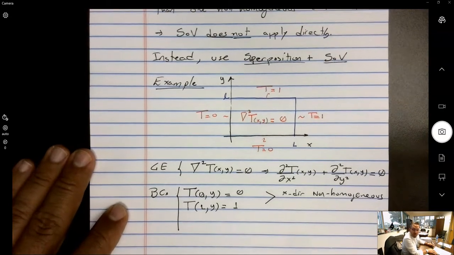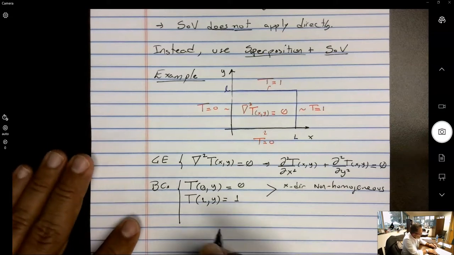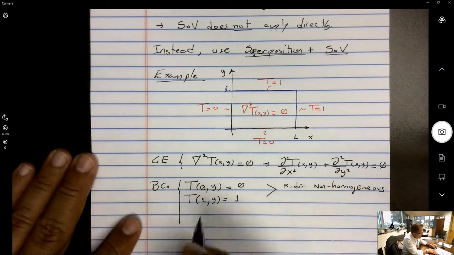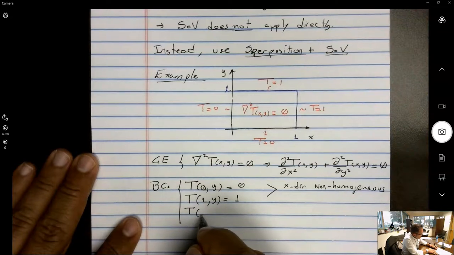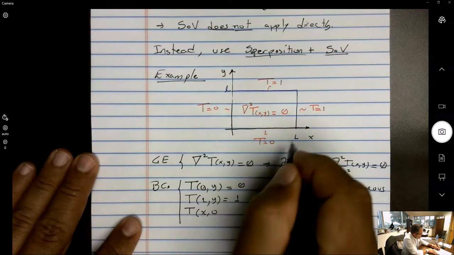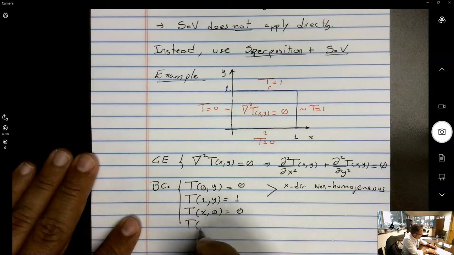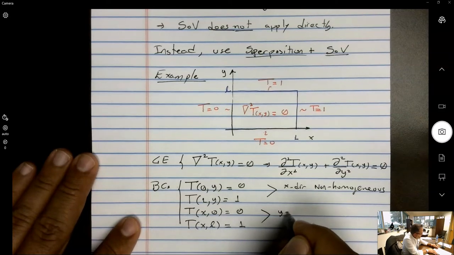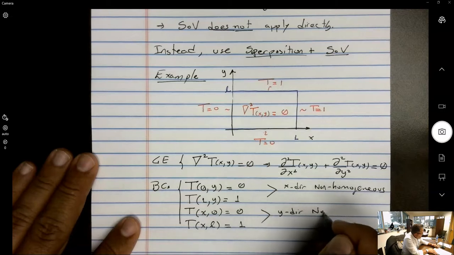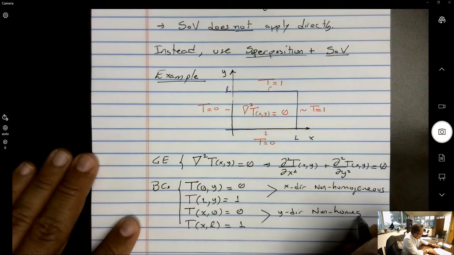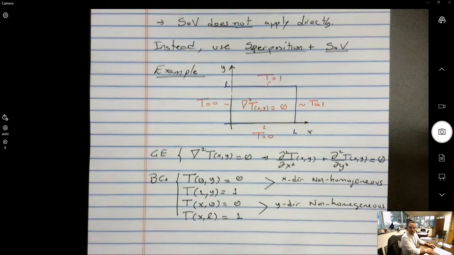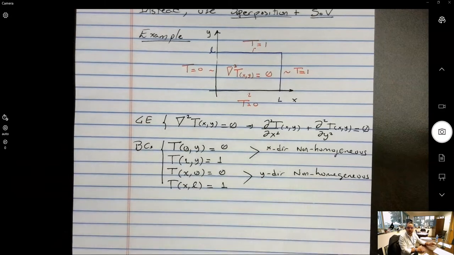They're both first kind. You can have a combination of first kind and second kind, or first kind, third kind, second kind, third kind, whatever combination you can envision. Likewise, in the y direction, we have T at x comma 0, the bottom wall, equal to 0, while T at x comma small l is equal to 1. So here in the y direction, you also have non-homogeneous conditions. Separation of variables is not applicable because you cannot form an eigenvalue problem in any of the directions.